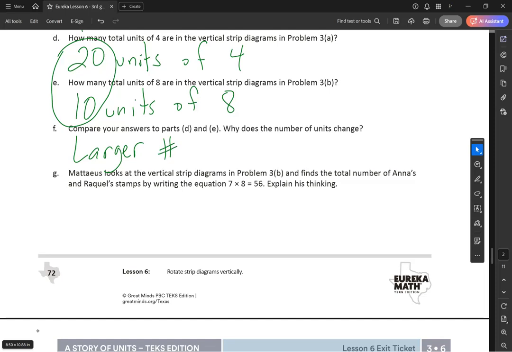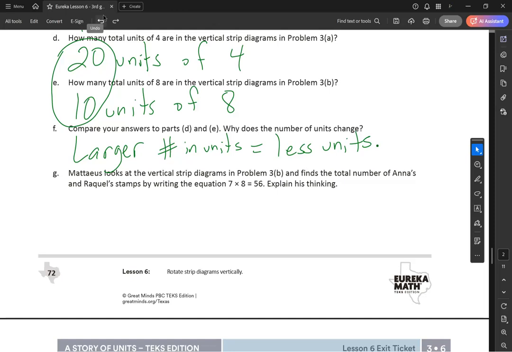Larger number in units equals less units. There you go. That's not a hashtag. That is not a hashtag. That's a number sign. I hate to break that to you, but that's what it is.